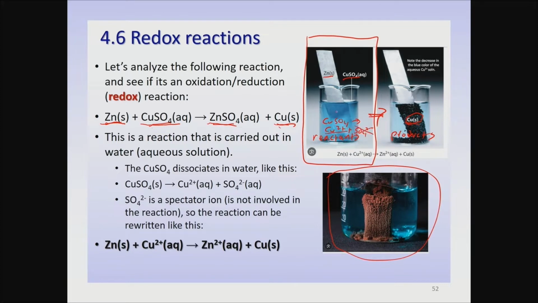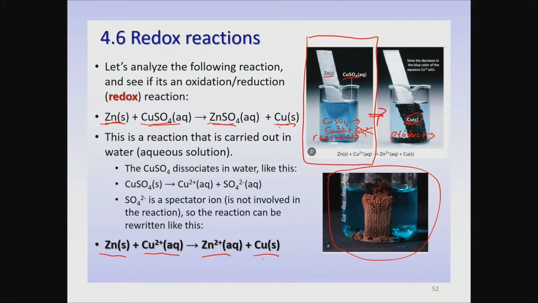The sulfate ion is not important for this reaction, so it will not be involved as a reactant, and it will not be involved as a product. However, the copper ion really is the ion that's important in the reaction. So I'm going to rewrite the reaction here: zinc solid and copper ion are reacting, and what they'll produce as products, as you can see, are zinc ion and solid copper.